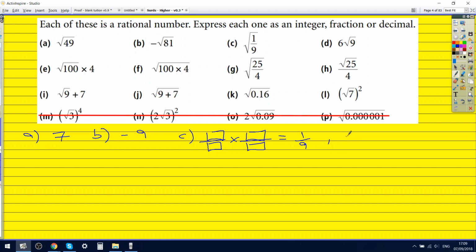3 times 3. Yeah, and so 3 will be on the bottom. And what times what will give you 1? 1 times 1. Yeah, and so it's 1 over 3. So it's basically the same as the square root of 1 over the square root of 9. So you just square root the top one, square root the bottom one. How about D? How does that work?